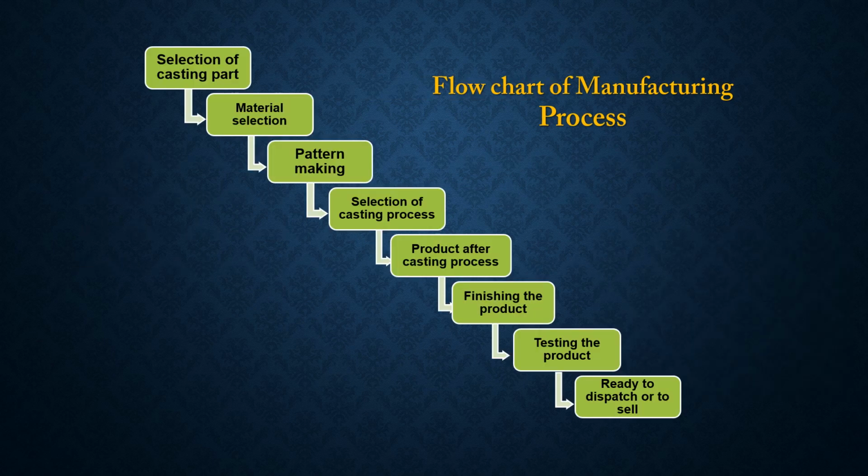This is the flowchart of the manufacturing process, in which first is the selection of the casting part. It means which part you need to cast, then select this part. After that, the material selection. After that, pattern making, selection of the casting process, product after casting process, finishing the product, testing the product, and ready to dispatch or sell.